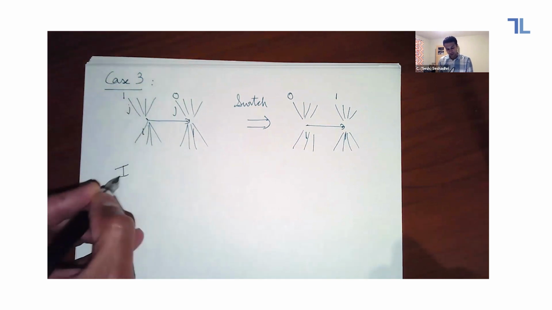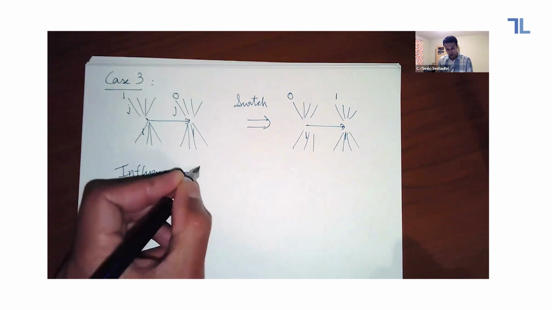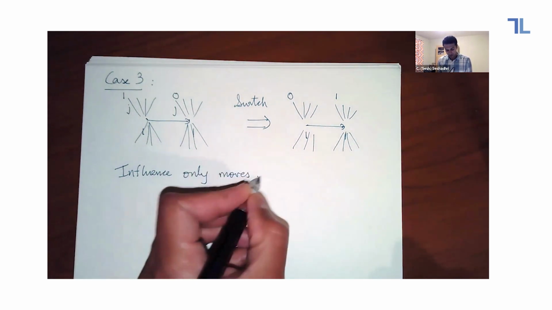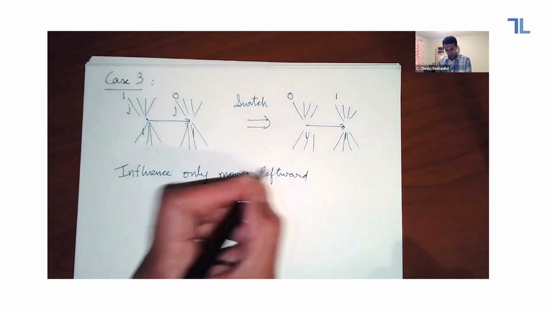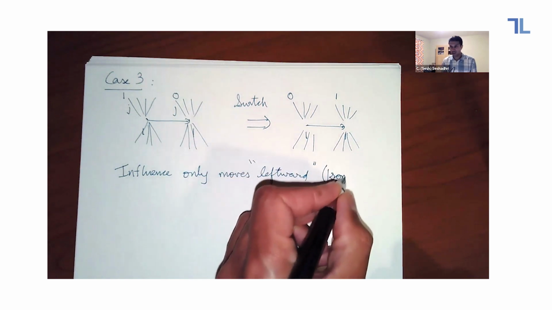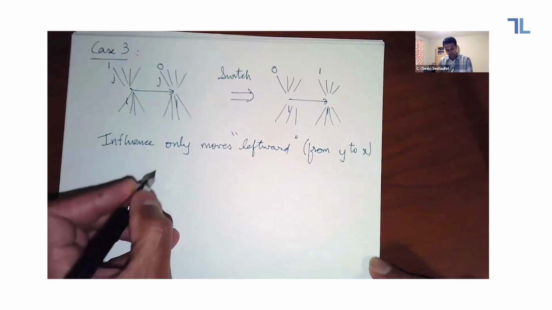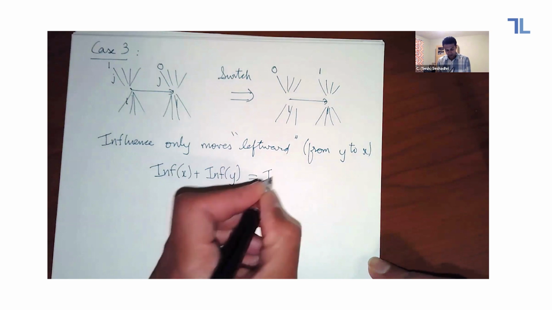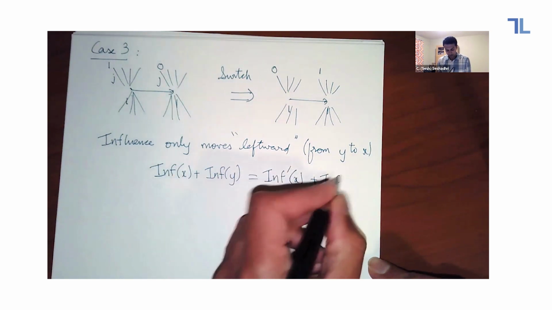But what you see is that influence only moves leftward, which is, from y to x. So in this setting, what we'll actually see is that the influence of x plus the influence of y is equal to the influence prime of x plus the influence prime of y.